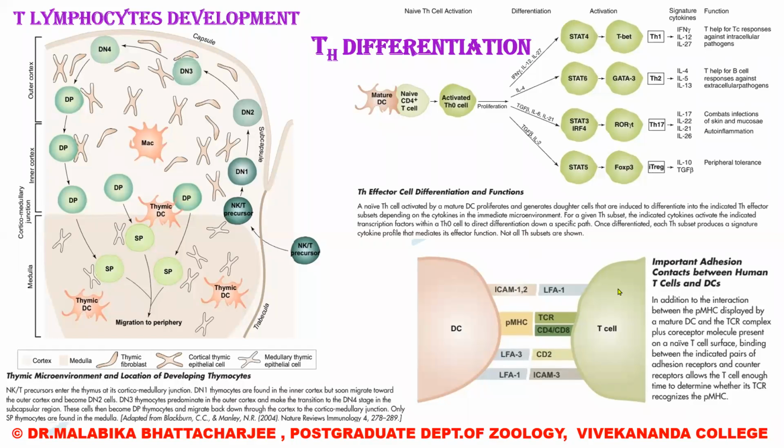These are some of the important adhesion contacts that occur between the T lymphocytes and the dendritic cells. So this is the first signal, the main signal. The moment the signal is received, three more important adhesion contacts are mediated by the T cells: LFA1, then CD2, and ICAM3. So these are adhesion contacts mediated by the TCR and the dendritic cells, so that the T cells are further primed.